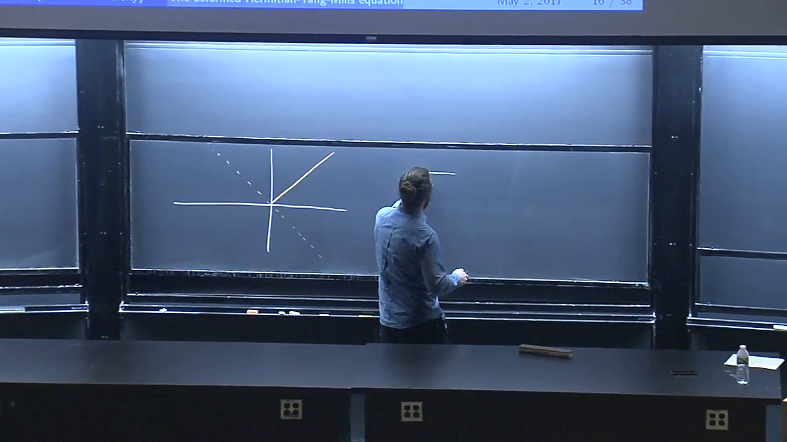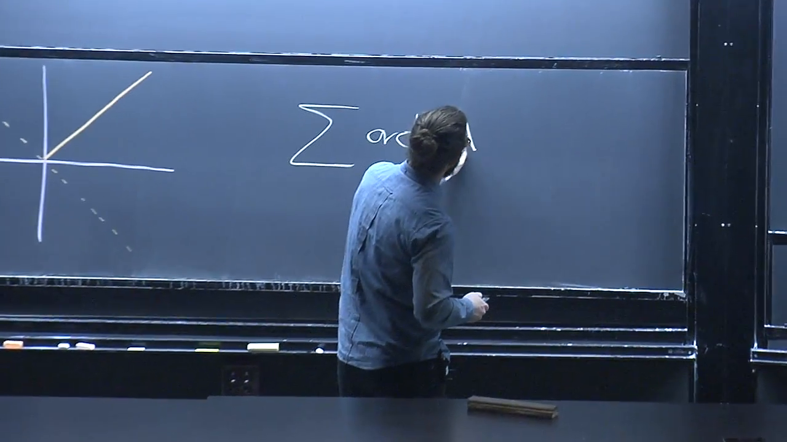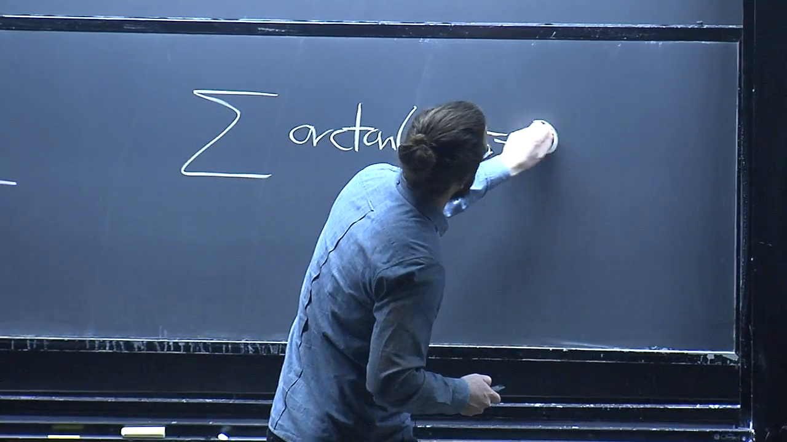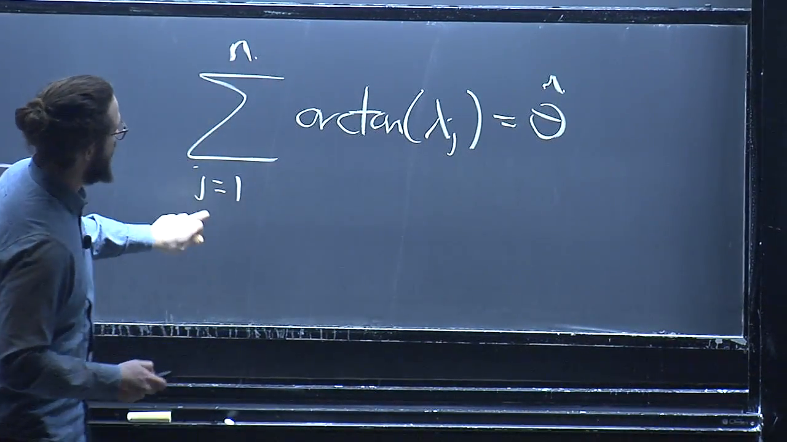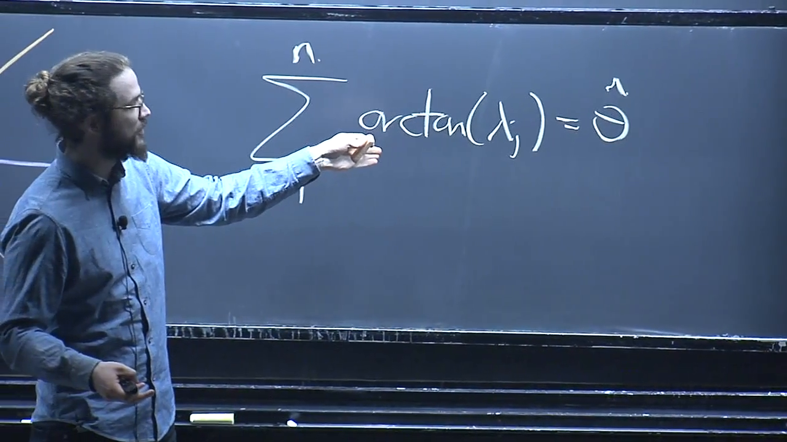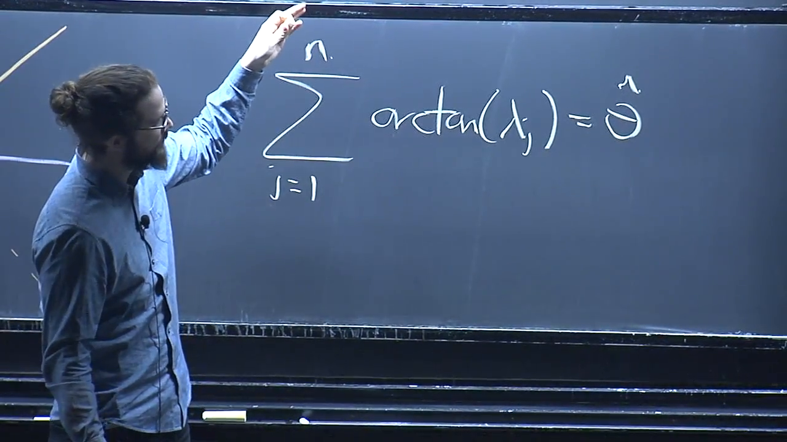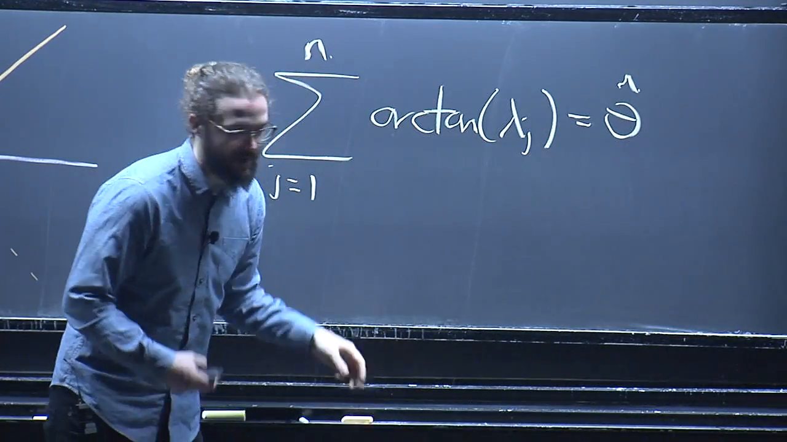Because if I have the sum of the arctans of the lambda j's being theta hat, j equals 1 up to n, well, if I remove any one of these, I can't be removing more than pi over 2, because arctan is valued between minus pi over 2 and pi over 2. And if I put it on the other side, then I have to have an inequality.